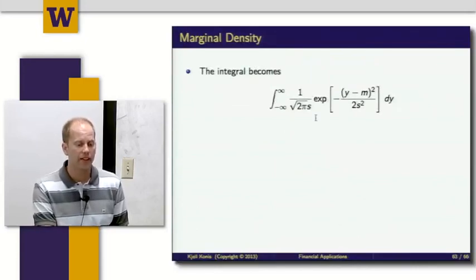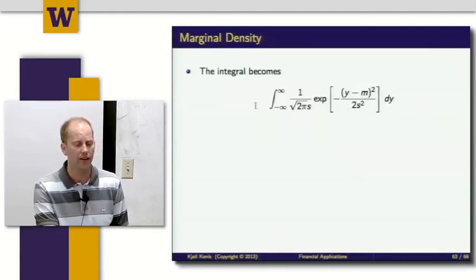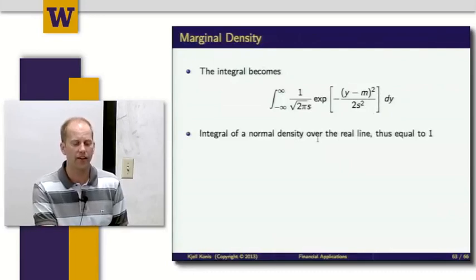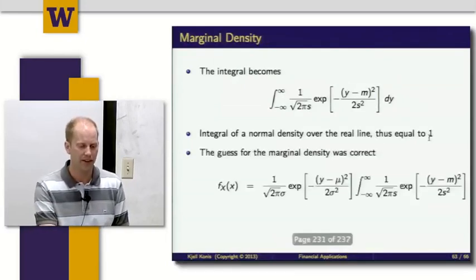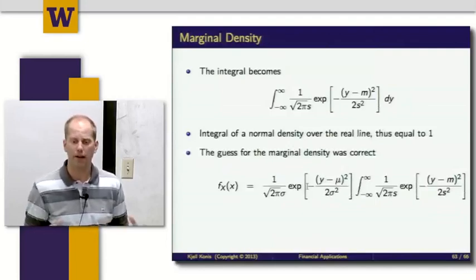And so if I integrate this with respect to y from minus infinity to infinity, I know it's a density function. So this is sort of the big trick: I don't actually have to do the integral if I can show that it's a density function, because I know every density function is going to integrate to 1. So the integral of this normal density over the entire real line, from minus infinity to infinity, is equal to 1.